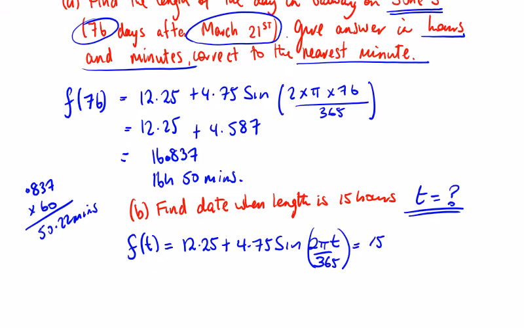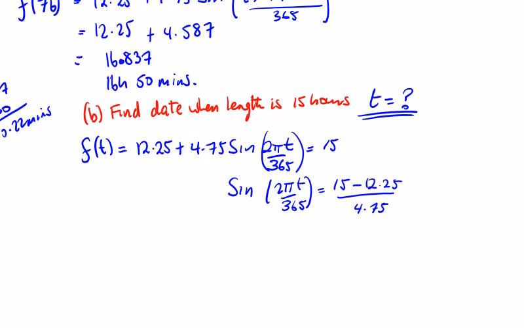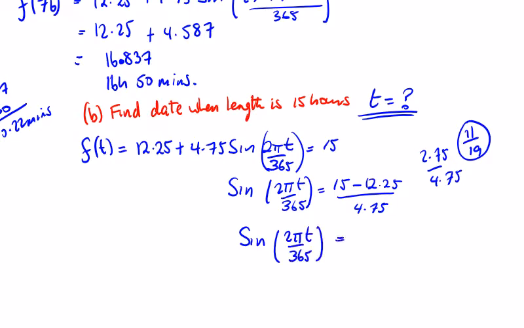is equal to 15. So we can get the sine of 2πt over 365 is going to be 15 minus the 12.25 divided by 4.75. That's going to give me 2.75 over 4.75. 25 goes into these, doesn't it? 4, 5, 6, 8, 11 over 19 will simplify down as 11 over 19. The sine of 2πt over 365 is equal to 11 over 19.